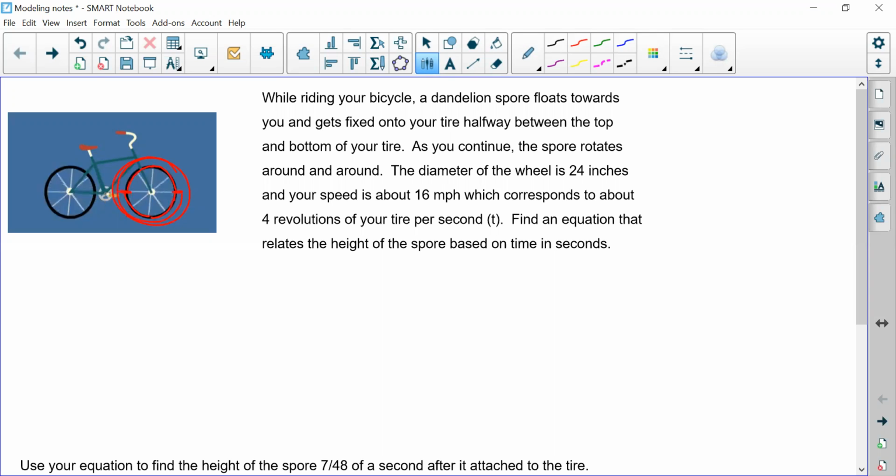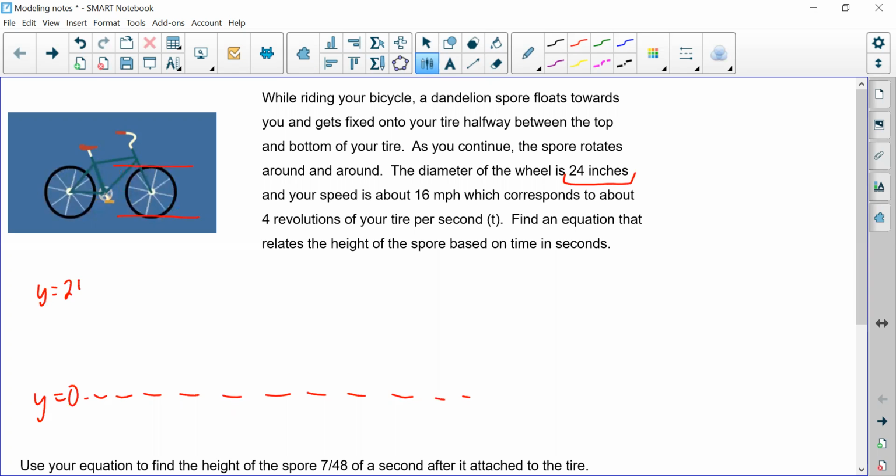So how do we do this? Well, I always like to start with the max and the min height of my dandelion spore. The dandelion spore eventually is going to be on the ground. I mean, it's going to be on the tire, but adjacent to the ground. So the lowest height that dandelion spore will be is 0. And eventually the dandelion spore is going to be at the top of the tire right there. How far above is that? Well, the diameter of the tire is 24 inches.